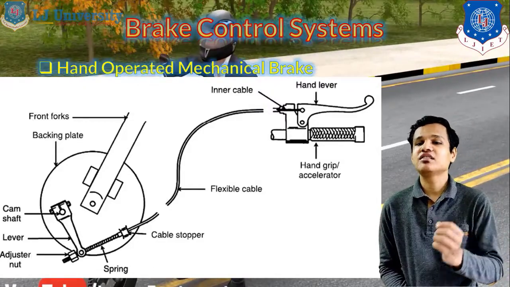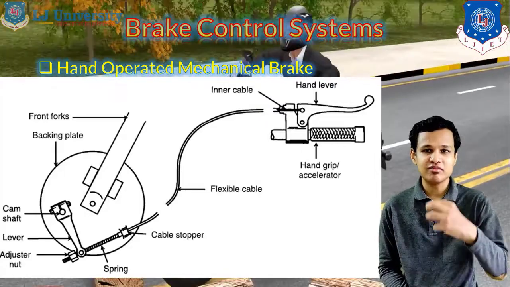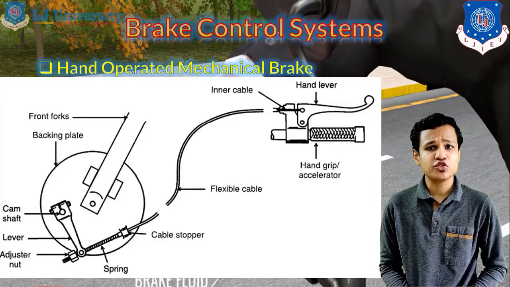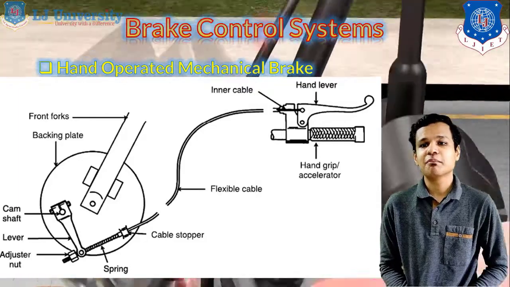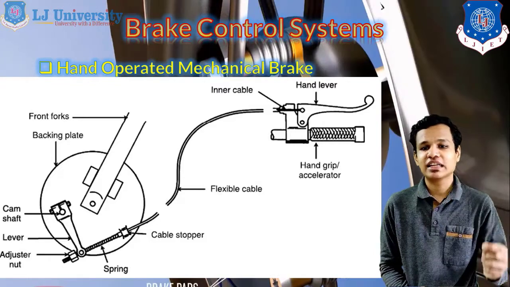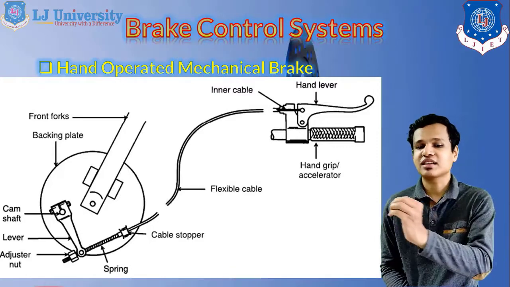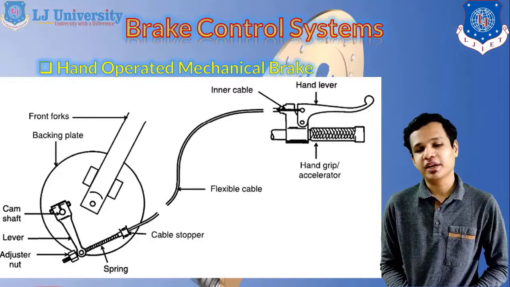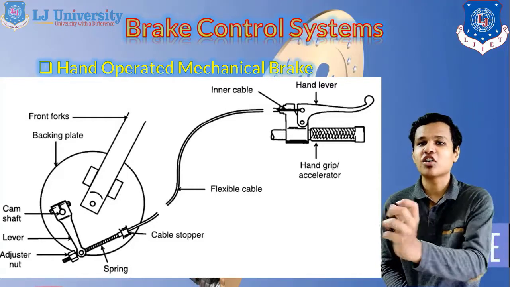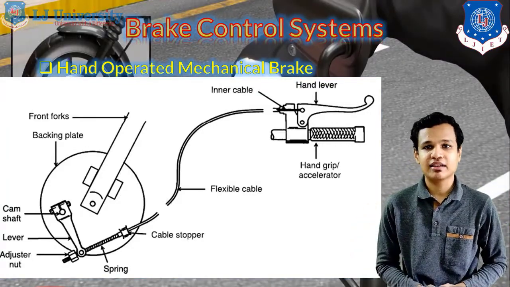The first type is the hand operated mechanical brake. In that we are not using the hydraulic system, we are using the mechanical system. You can see the components which are used to operate the brake with the mechanical system. The hand lever is connected with a cable, which is a flexible type of cable. The cable is connected with the brake arrangement, where the camshaft is connected with a lever of the brake, which is further connected with the cable, which is connected with our hand lever.